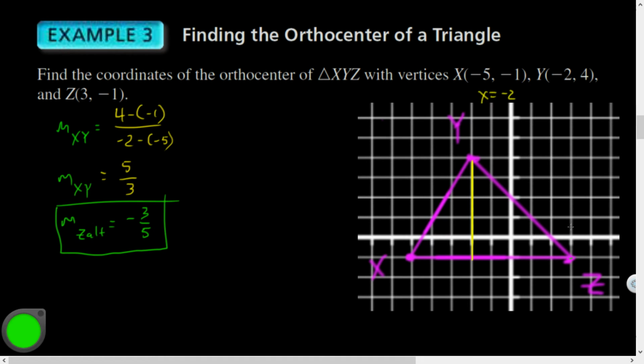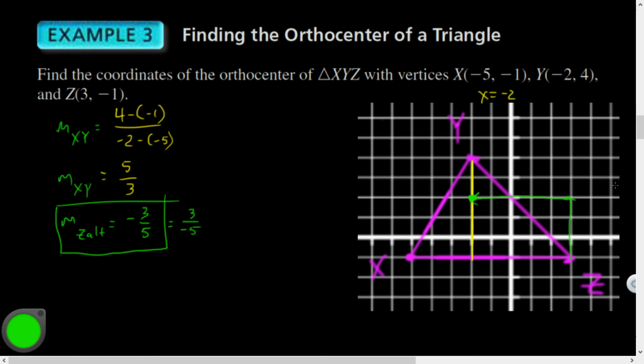Now, if I wanted to do this graphically, let me show you a trick. -3/5 is the same as 3 over -5. You guys agree? That's the slope of the altitude that passes through Z. I'm rooting for this point right here, but I actually don't know. Using this slope, you could, with the graph, go down 3 over 5, but that's going off my graph, so it's the same as going up 3 and backwards 5.